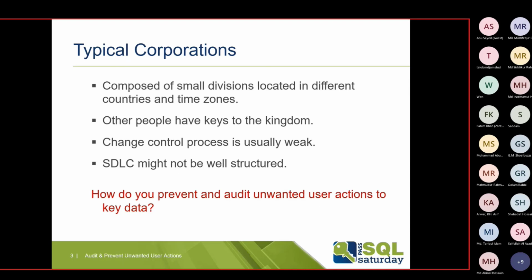Typical corporations have many small divisions, and like we see tonight, I'm on the opposite side of the planet from you, but they're located in different time zones, right? So other people have the ability to do things. How can you put a process in that will prevent unwanted actions? Like if someone went ahead and deleted all the rows from a recipe table.